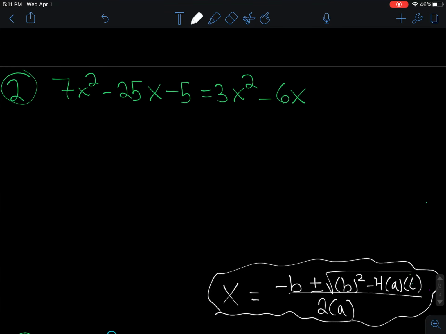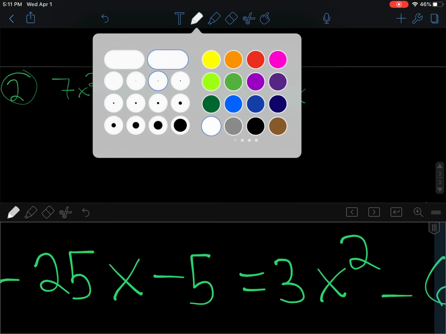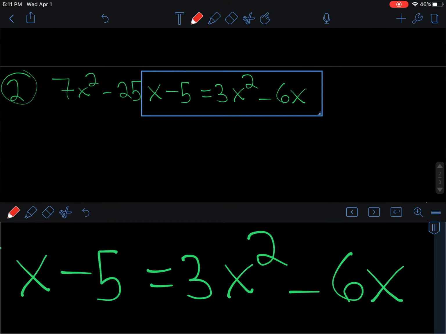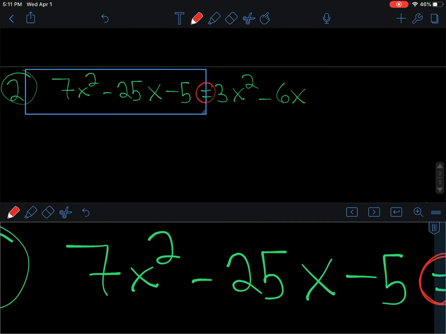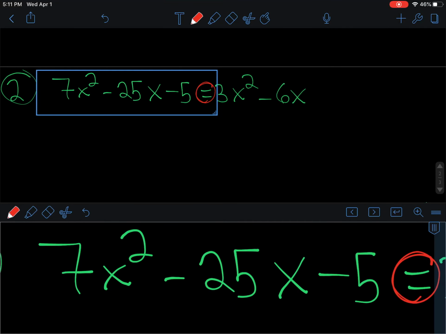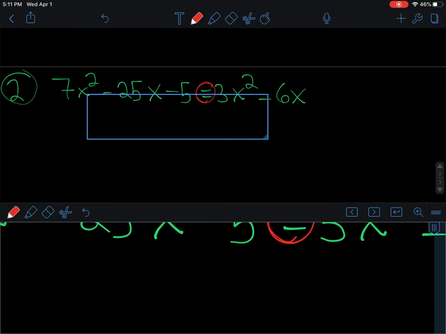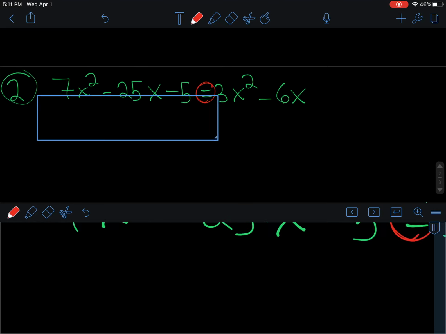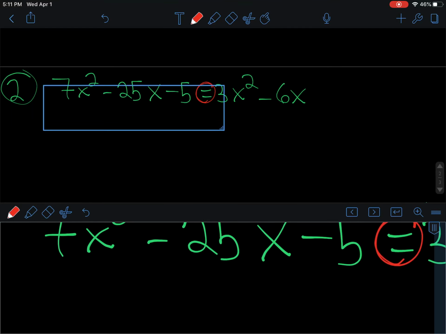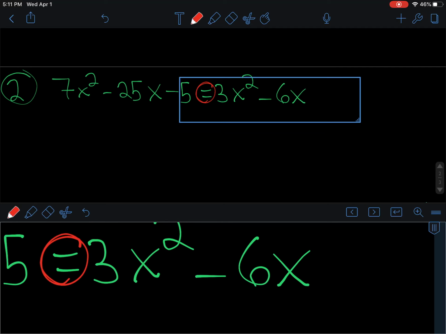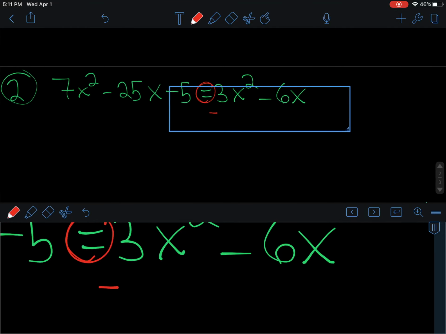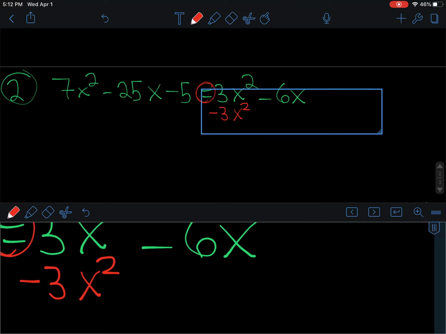Remember, everything has to be on the same side of the equal sign before you do anything. So if you look here, I have 3 terms to the left, 2 terms to the right, and everything is simplified. But I need to move everything to one side. So since there's more stuff on the left, I'm going to move this to the right. So if you look here, I'm going to move this negative 3x squared, and you can also move this at the same time. What's the opposite of minus 6x? Well, that'd be plus 6x.